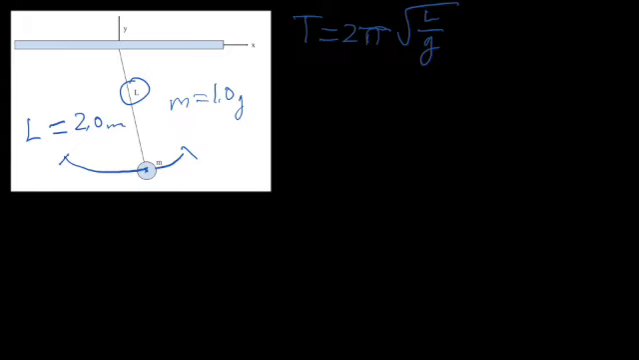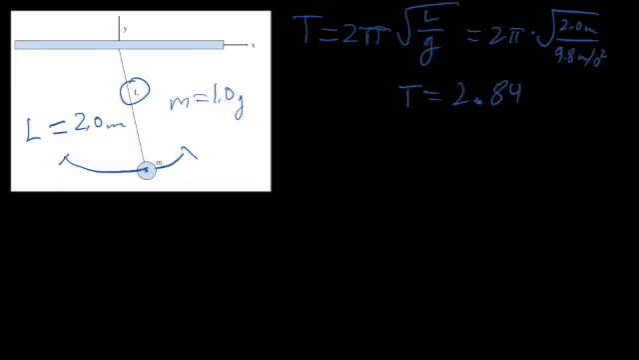And so we can just plug in values. We can say that equals 2 pi times the square root of 2 meters divided by 9.8 meters per second squared. If we plug that into a calculator, 2 pi times the square root of 2 divided by 9.8, we get a value that T equals 2.84, roughly, seconds.